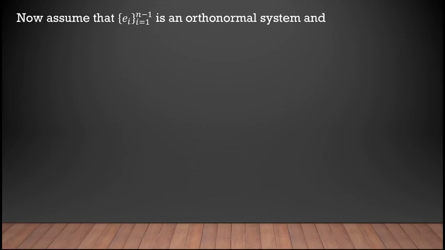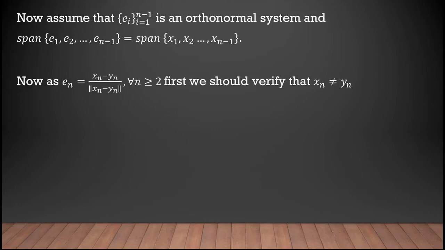Now, we are assuming the result is true for n minus 1. That means, if we are taking n minus 1 vectors x1, x2, etc., xn minus 1, then the collection e1, e2, etc., en minus 1 is an orthonormal system, and the span of e1, e2, etc., en minus 1 is same as span of x1, x2, etc., xn minus 1. We are assuming this. Now, en, what is en? xn minus yn by norm of xn minus yn.